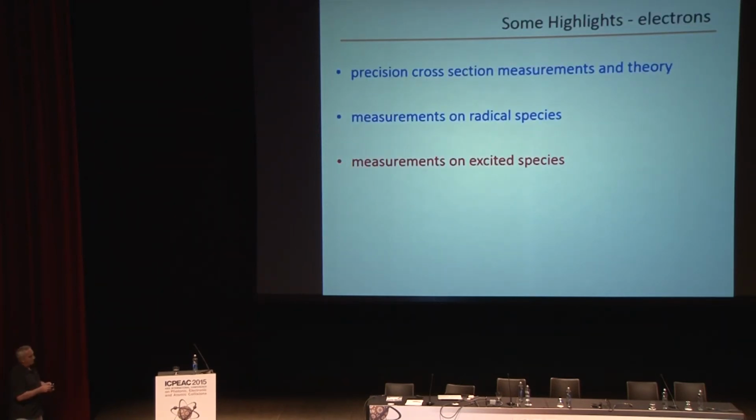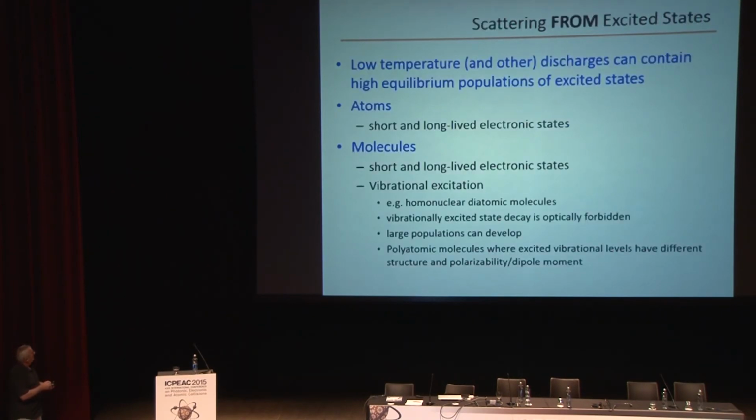The final topic for electrons I wanted to talk about was measurements on excited species. So low temperature discharge, in much the same way with radicals, can contain excited atoms and molecules. In particular, if they're either long-lived vibrational states or long-lived metastable states, you can generate significant equilibrium populations in these environments. Things like homonuclear diatomic molecules, for instance.